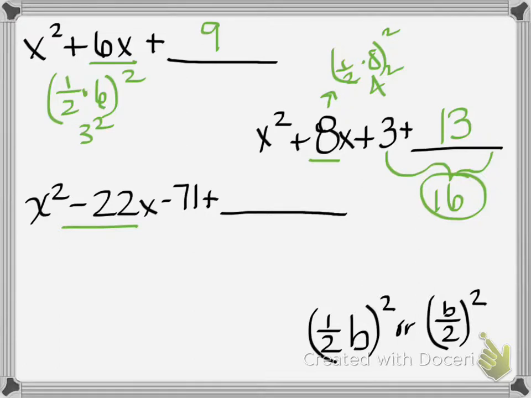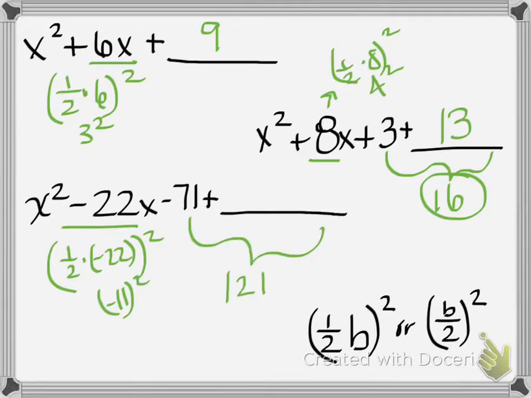We have negative 22. We need to take half of negative 22, and then we're going to square that. Half of negative 22 is negative 11. When we square that, we end up with positive 121. Well, we need to figure out what number we can add to negative 71 to give us 121.